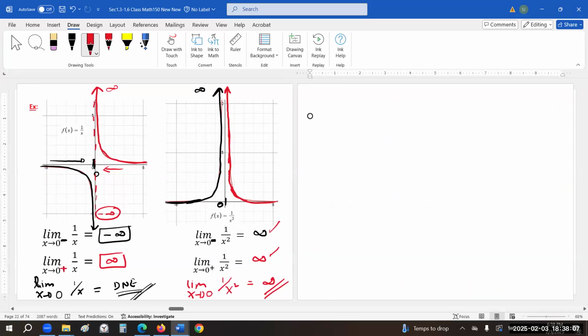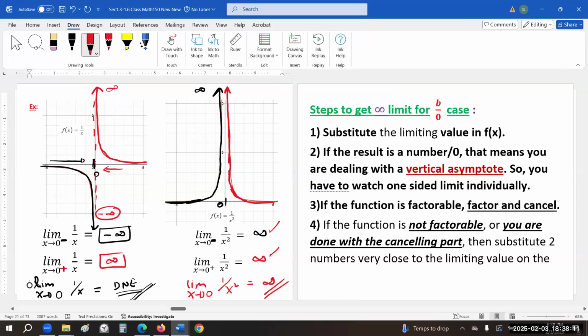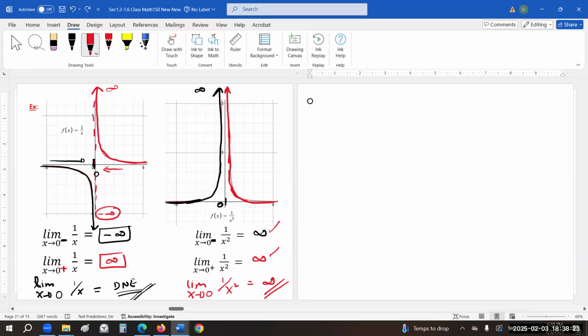Okay, well, I have a blank page, so let me take it out. Now you know what a vertical asymptote is. And let me just introduce you a little bit about vertical asymptotes. So how do we find vertical asymptotes? We don't need it here, but we need it for later sections.